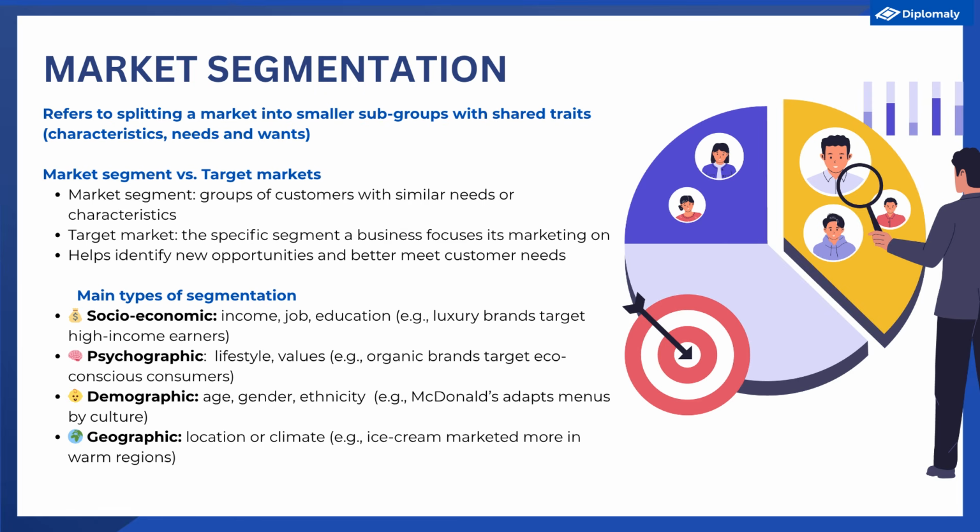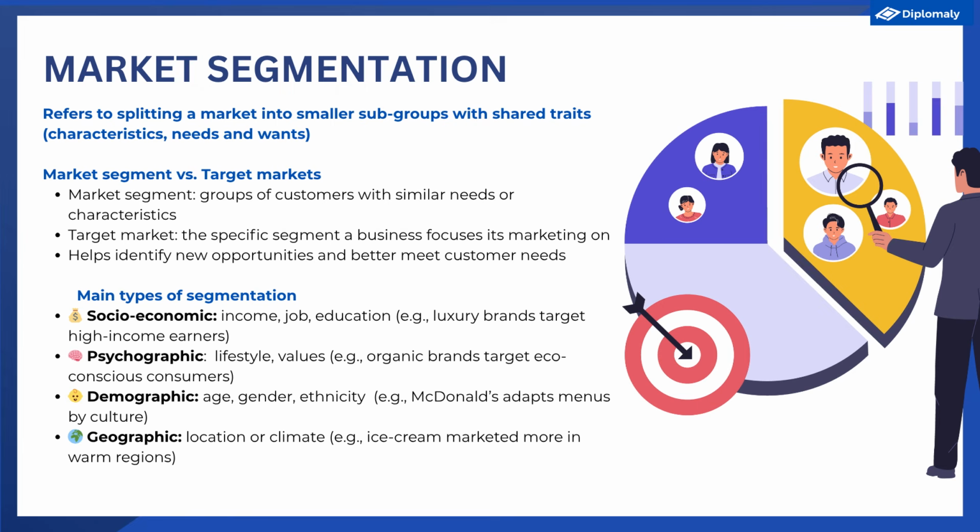Firstly, socioeconomic segmentation, which is classifying customers according to income, profession, or education. For example, businesses that sell higher-end products may target those with higher incomes. Secondly, psychographic segmentation, which is based on personality traits and attitudes. For example, businesses that sell organic produce might prefer to target those who care about the environment or consider environmental factors in their purchasing decisions.